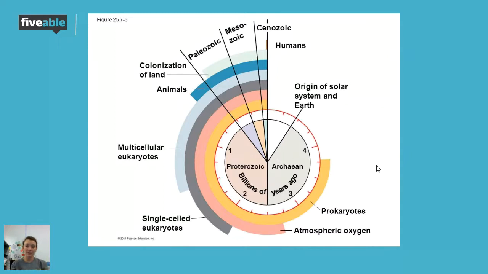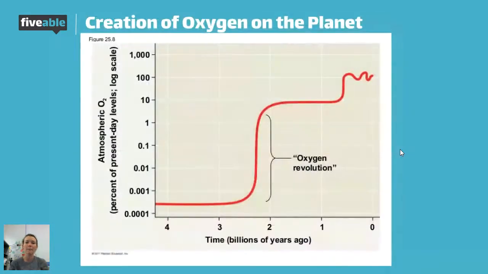Just totally nuts. And it accumulates to the point where we can actually form an atmosphere like we have today. The oxygen just isn't floating off into the rest of the solar system. So this is called the oxygen revolution. Again, it happened about 2 billion years ago. And basically what happened is we had things called cyanobacteria.